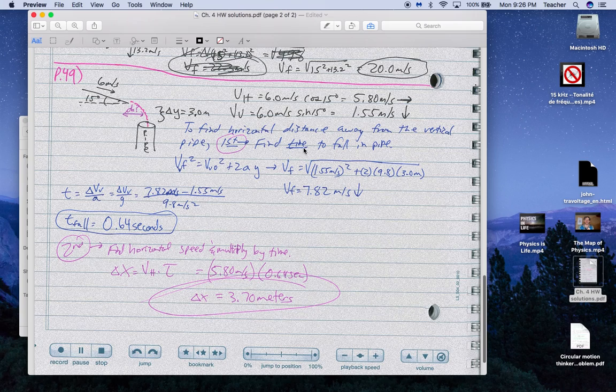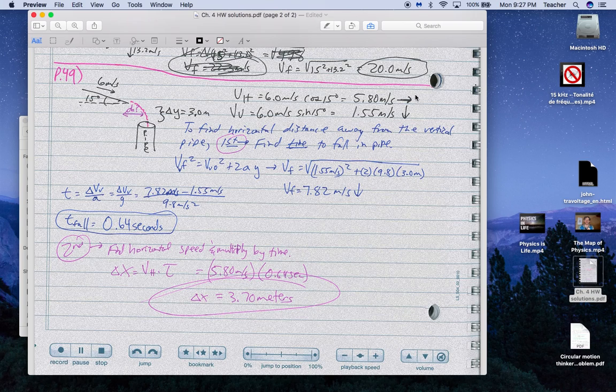For 49, I like this problem because it's kind of going down at an angle, and that's not something we tend to see very often. And it says that you've got sand coming off the edge of a conveyor belt. Could be sugar going into bags that you would sell at the grocery store, stuff like that. And it says it's falling 3 meters vertically, and you need to find how far away this should be from the edge of this filling pipe. So that's a horizontal distance.